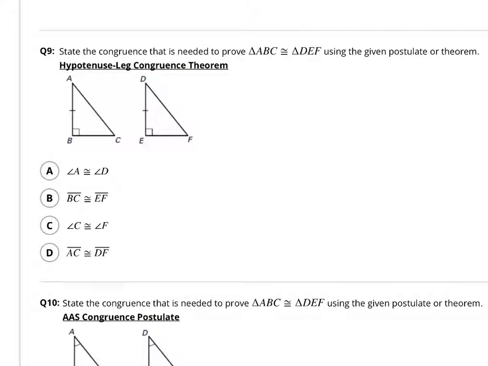On question number 9, we've got to figure out, okay, they want us to say these two triangles are equal and congruent, but because of the hypotenuse leg, that's HL. All right, so which piece of information on the triangle is not labeled that you need to have labeled? And remember, with hypotenuse leg, the hypotenuse has to be congruent, and you have to have a leg, one of the sides, to be congruent.